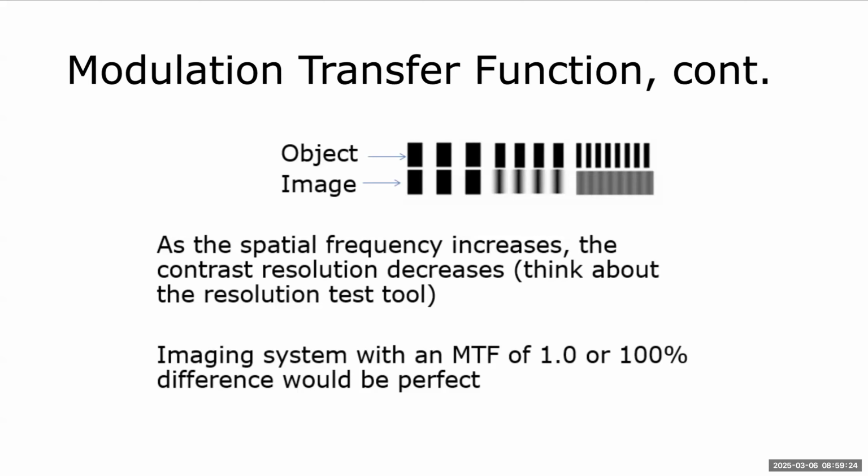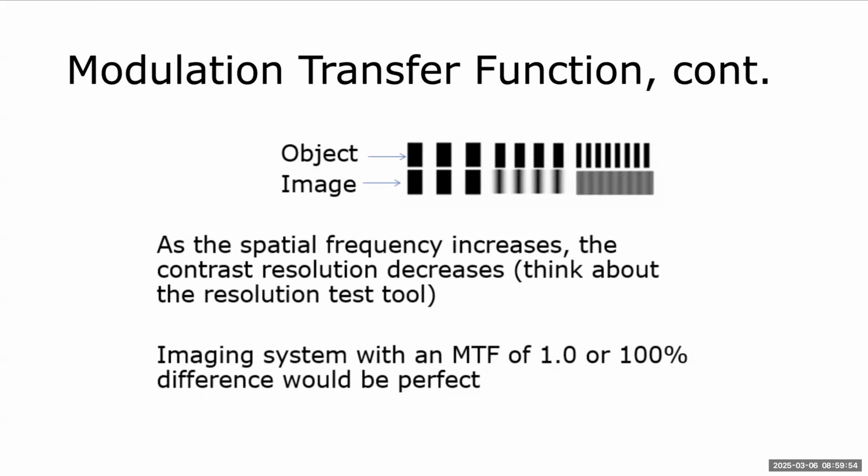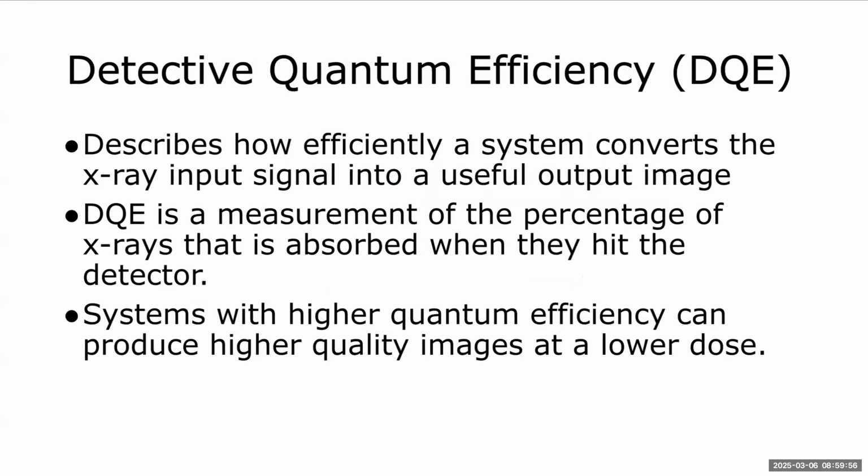Now it can pretty much have an MTF for very large structures, but most all systems, as you start to increase your spatial frequency, that's going to drop off. So you can compare different systems. There's actually a good Red Tech Bootcamp video about this, but the main thing that I want you to know about modulation transfer function is this statement here, where it's regarded as the ideal expression of image quality, and it's going to be used when you are purchasing equipment. It's just something that you can look at to help you make a decision about what equipment you want to buy.